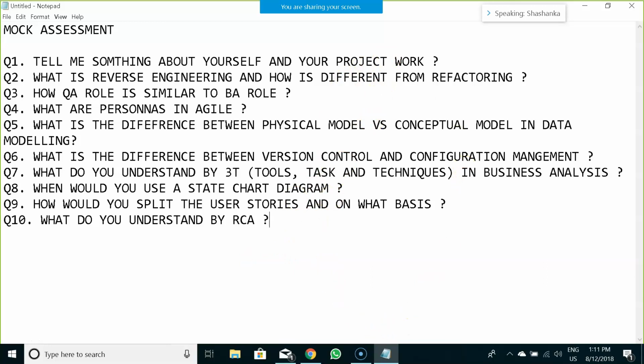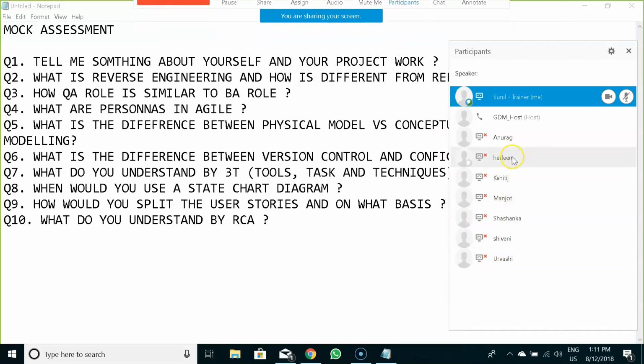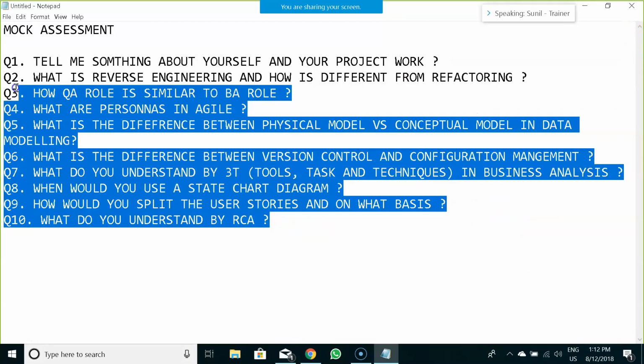Okay, fair enough. Thanks, Shashanka. Is everyone done? No, Manjot is left. Okay, so Manjot, the first question remains the same.